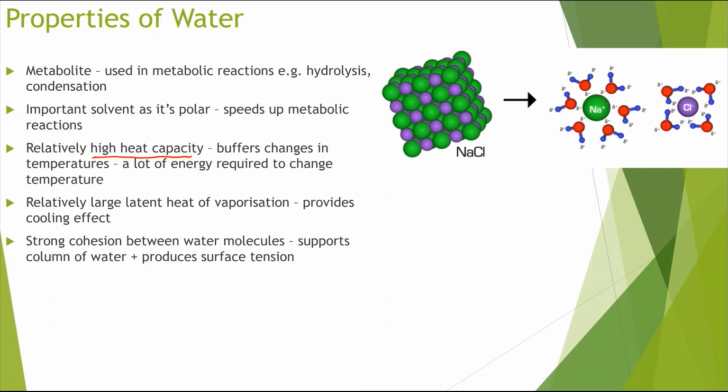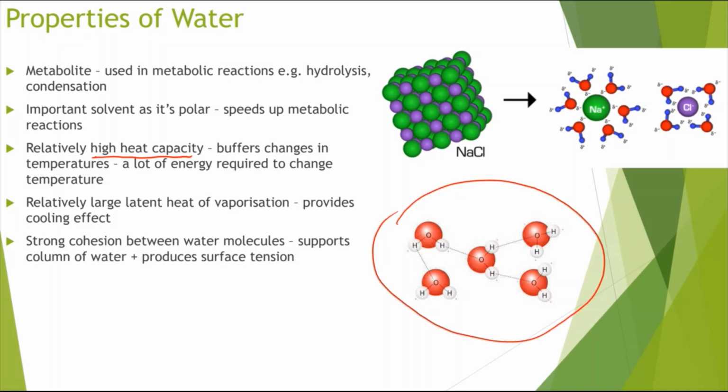And it also has strong cohesion between the water molecules, and this supports columns of water and produces surface tension. So looking at structure, a water molecule doesn't just travel alone, it travels as a column of water. That column is formed because of these hydrogen bonds. So these are all hydrogen bonds, and this forms a column. So when water is traveling, it travels as a column rather than traveling by itself.